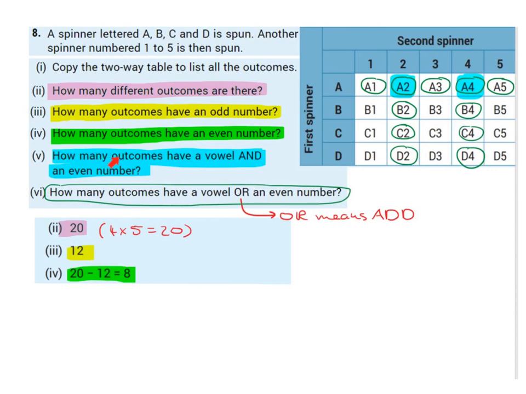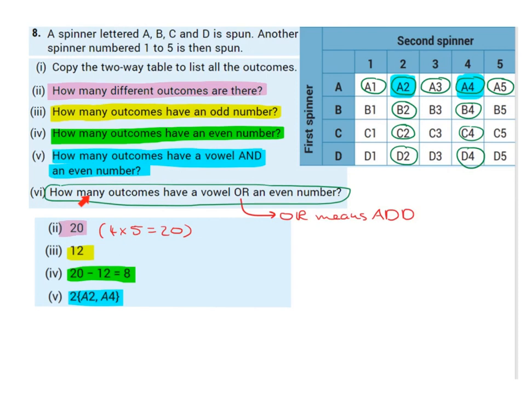Question 5. How many outcomes have a vowel and an even number? So you can see here I've highlighted in blue, there's only 2 outcomes that have a vowel and an even number. So A2, A is a vowel and 2 is even. And A4, A is a vowel and 4 is even. There are other even numbers in our two-way table, but there's no other vowels because B, C and D are consonants. So there's only 2 outcomes that have a vowel and an even number, and they are A2 and A4.